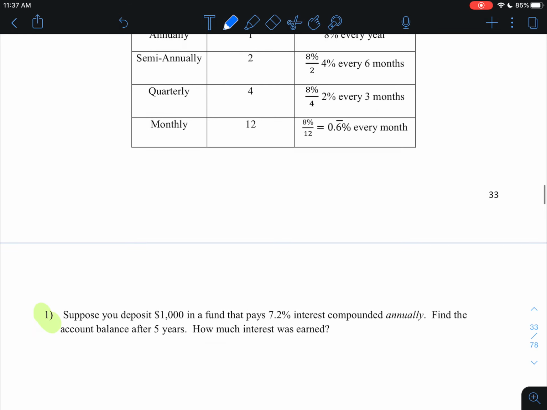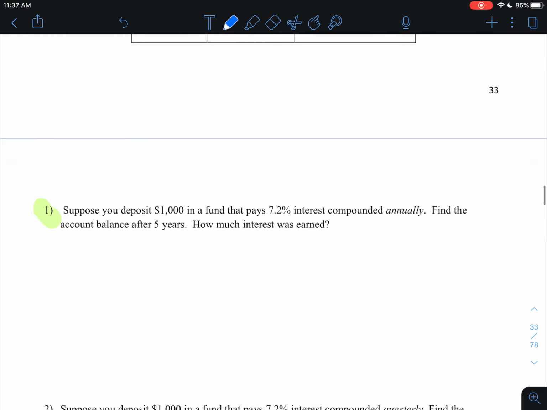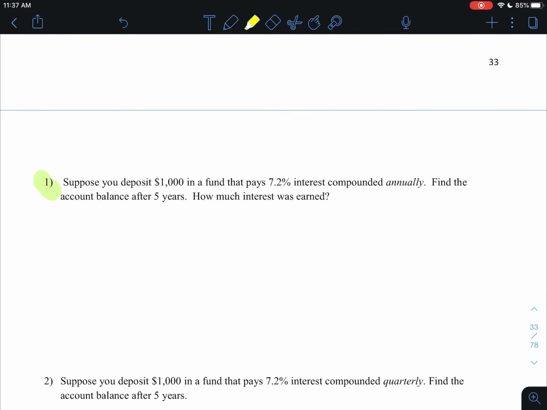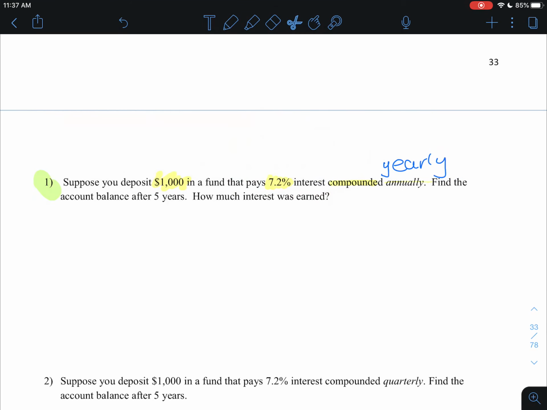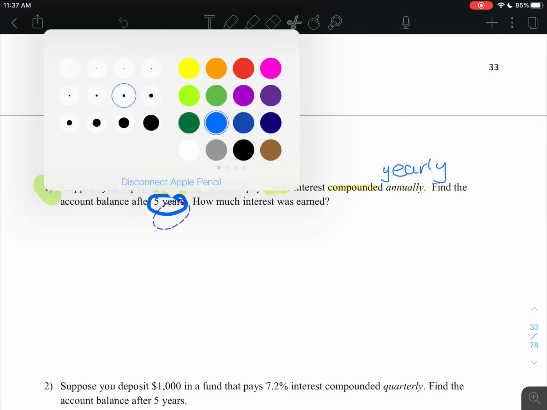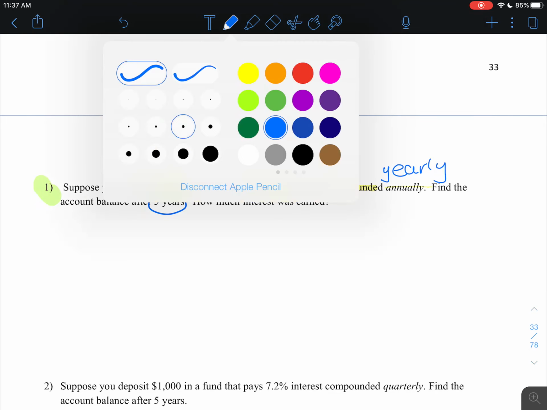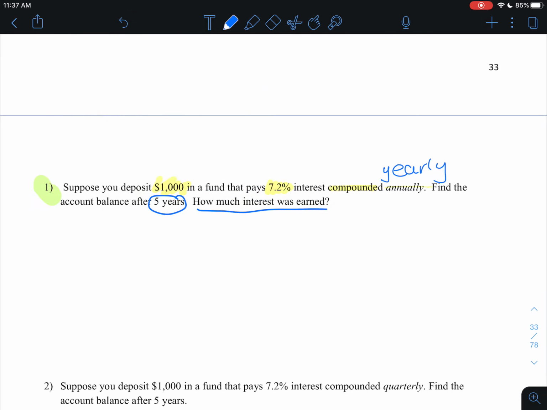So with that in mind, let's do a couple of practice problems. So number 1, suppose you deposit $1,000 in a fund that pays 7.2% interest, compounded annually, so that tells me yearly. Find the account balance after 5 years. So it's asking me for the end amount, but then it also asks me how much interest was earned.